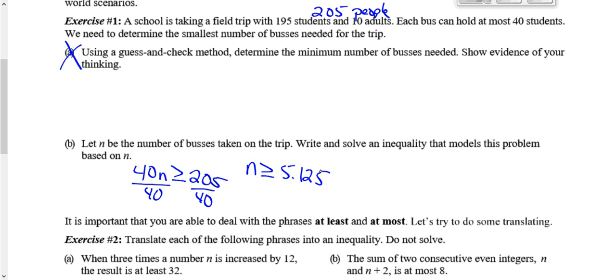Because we're talking about buses, this is one of those cases where we have to round up, right? So 0.125, that's actually 1/8. You can't take an eighth of a bus, right?